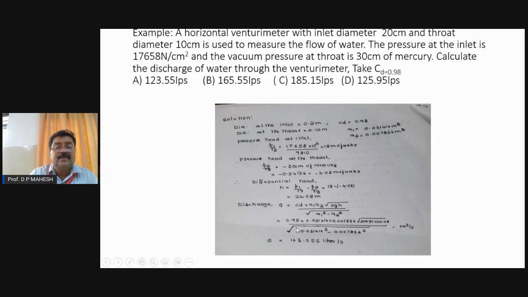So when you substitute everything, finally you will get the discharge. Normally the discharge comes in meter cube per second in SI units. So we need to convert it to LPS, because the answer given in the problem is in LPS. The answer is 165.55 liters per second. Now the correct answer is B. So you have to work out carefully and you have to be good at units first.